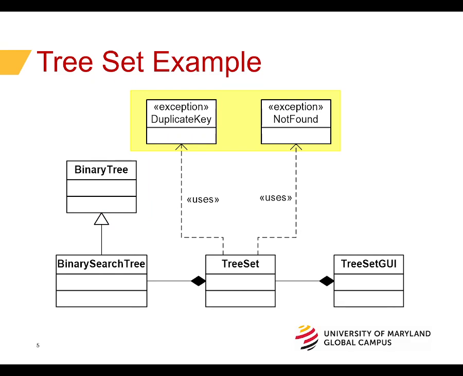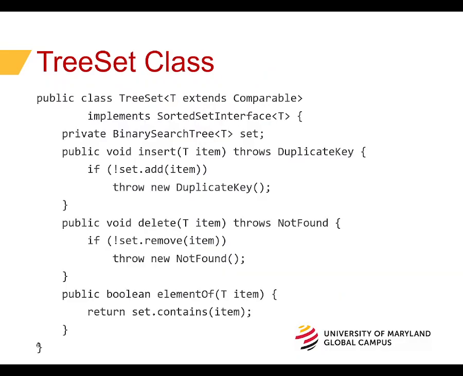There are two exceptions that the TreeSet class can throw. The duplicate key exception is thrown when adding an element that is already in the set. The not found exception is thrown when attempting to remove an element that is not in this set. And as always, the interface is defined by a GUI class, in this case, TreeSet GUI. The one class in this program that we're going to examine is the TreeSet class.